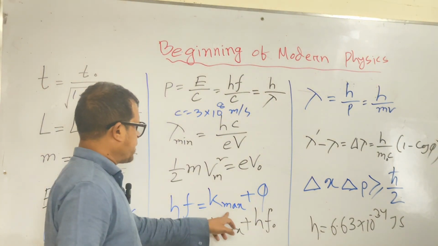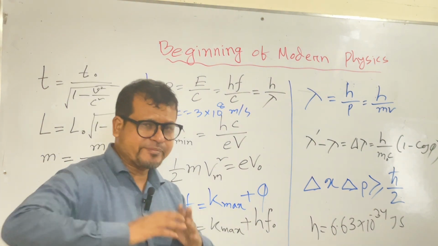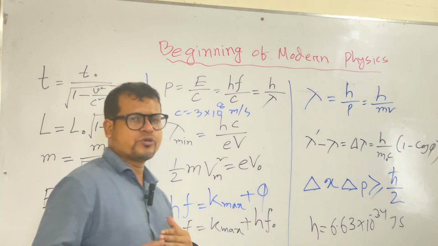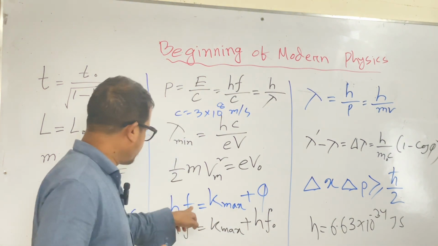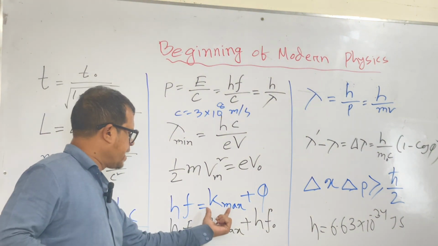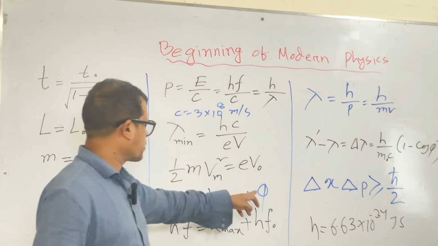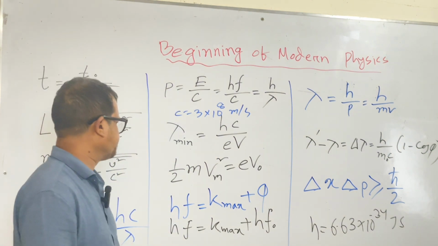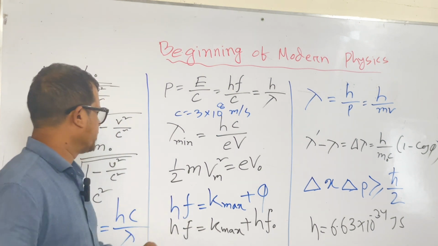hf equals K maximum plus phi. K is the maximum kinetic energy, and phi is the work function. For this equation, hf is the energy. Energy equals K maximum plus phi, where phi is the work function. We can write the work function as hf naught. If the question gives you K maximum and hf, then you can find phi.